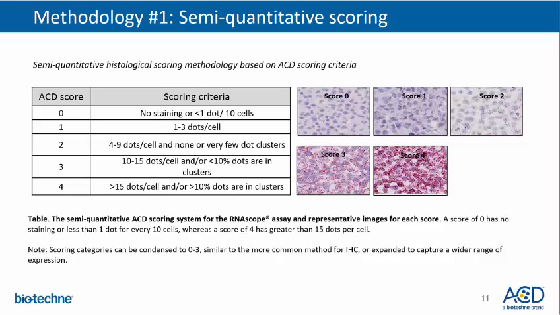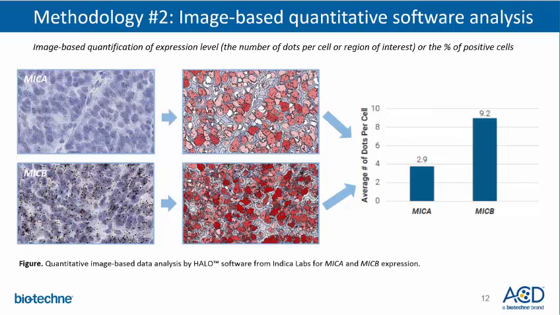ACD scores are semi-quantitative and assigned based on the qualitative visual assessment of the stained slide. Representative images of the 5 possible scores are shown on the right-hand side. The second methodology is an image-based quantitative software analysis. The software will segment the cells and count the number of dots within the cells. The readout of the analysis can be the average number of dots per cell, or the total number of dots in the region of interest, or in the whole section, or it can also be the % positive cells.